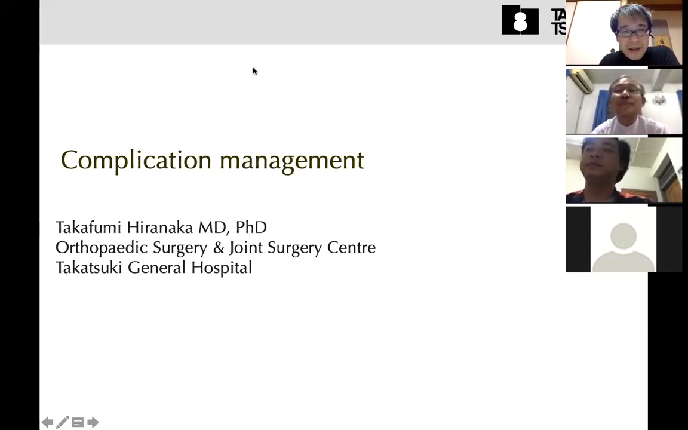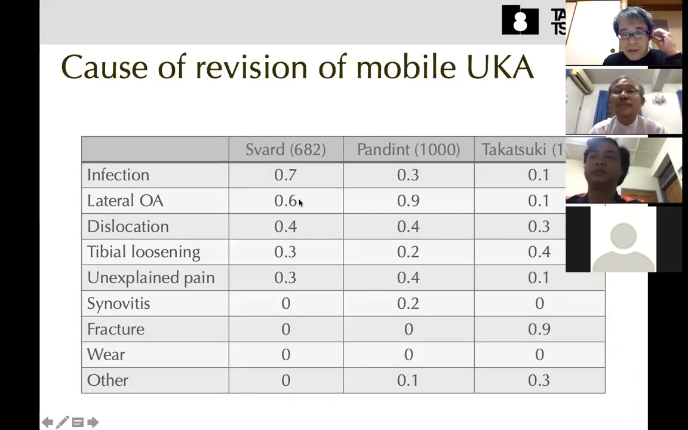So today my talk is about complications of the UKA. Yesterday, I talked about the usage of the UKA and comprehensive complication survival rate. Today, I will talk about the details of complications. This is the result from the Swedish registry, this is the UK, and this is my hospital. The survival rate and complications are quite different.